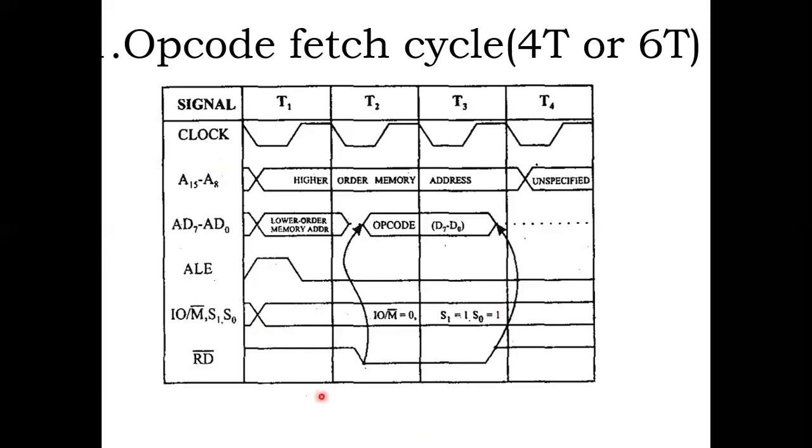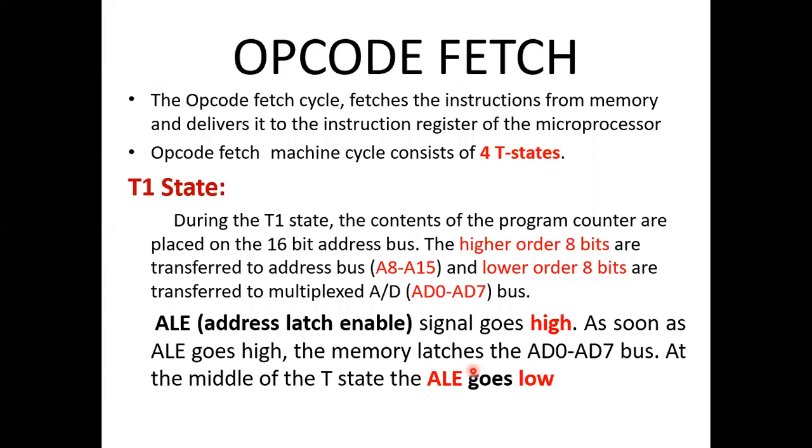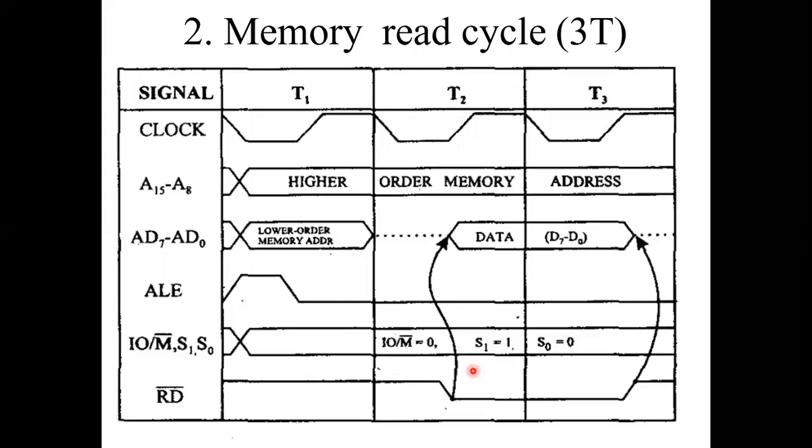The read process will be enabled when opcode fetch is enabled. When read is enabled, the opcode will be loaded into the address and data bus. Got it? So this is the concept: when RD is low, only then can we fetch the data from memory. That is the read concept. That is what is explained in this cycle.